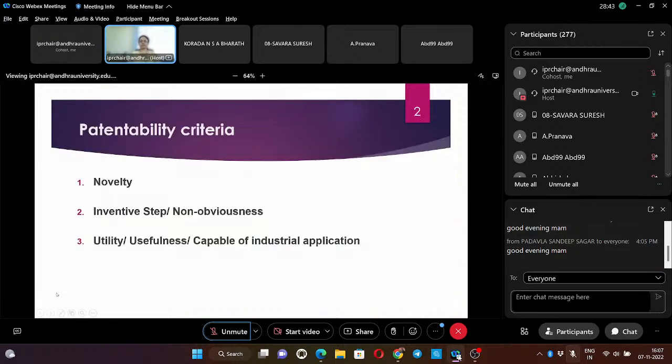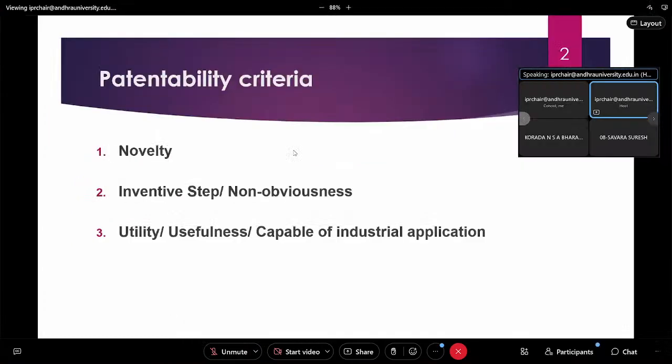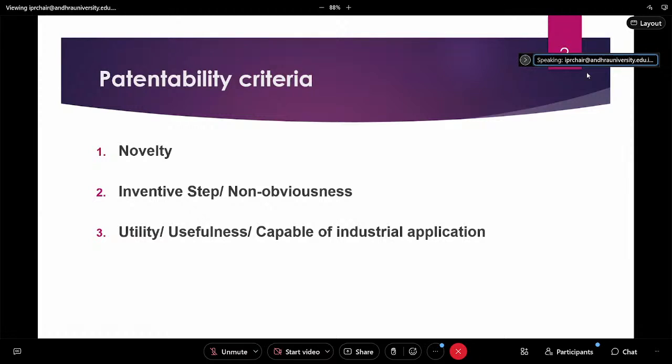This was the most important thing that I told you last time. If you guys still don't remember, this is the patentability criteria, list of patentability criteria. It may come in your exam. The first one is novelty, that means new. The next one is inventive step, that means non-obviousness. The last one is utility or usefulness, or capable of being industrially applicable, capable of industrial application.